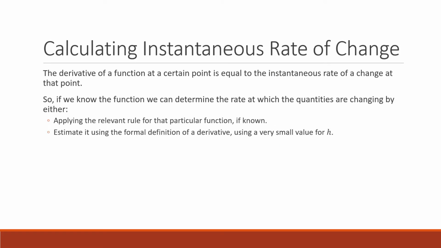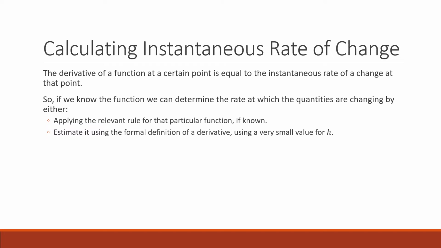Now, calculating the derivative of a function at a certain point gives us our instantaneous rate of change. We've discussed that previously, but I just want to go over it again to make sure we're 100% clear. The derivative is our instantaneous rate of change. If we're given a function, we can determine the instantaneous rate at which quantities are changing by using the relevant rule. At the moment, we just know the power rule, but as you go further through your maths, you'll learn other rules that make things a lot easier for you.